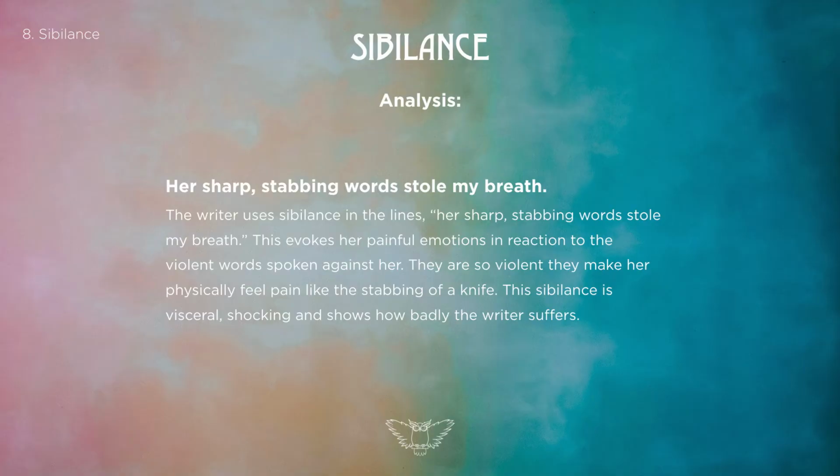I'm going to take quote number 2 and unpack it further in an exam-style analysis. So, the writer uses sibilance in the lines, "Her sharp, stabbing words stole my breath." This evokes her painful emotions in reaction to the violent words spoken against her. They are so violent, they make her physically feel pain like the stabbing of a knife. This sibilance is visceral, shocking, and shows how badly the writer suffers.